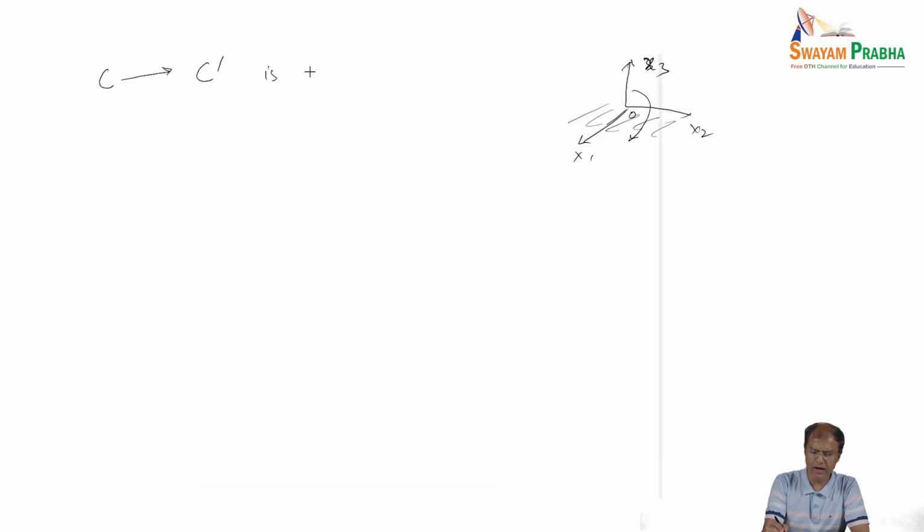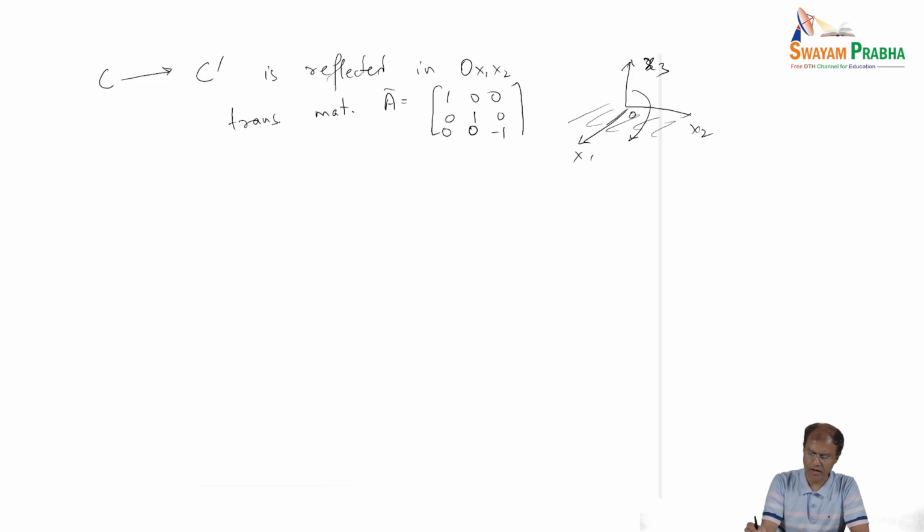So suppose C is reflected to C prime in the OX1, X2 plane. Then the transformation matrix A is 1, 0, 0; 0, 1, 0; 0, 0, minus 1. And we see that x3 becomes minus x3.